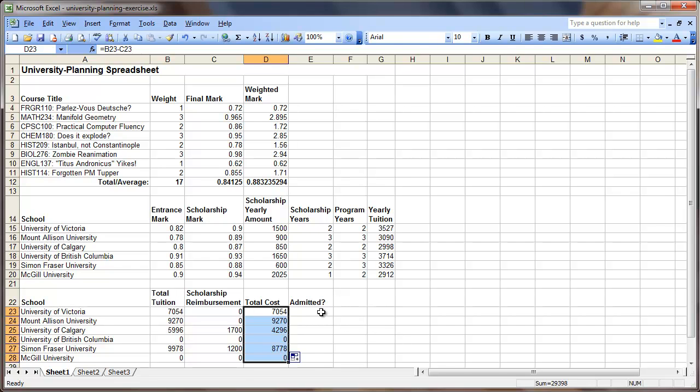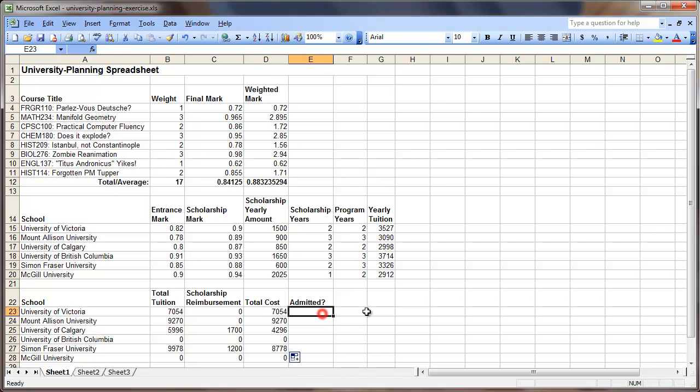And then it asks us just to do a little tricky if function. It says we should show a yes here if we were admitted, and if we were admitted, this number will be greater than 0. And if we weren't admitted, for example, UBC or McGill, we should show no here because we have a 0. So really, all we have to do is check if this number is greater than 0. If it is, we got in. If it's not, we didn't.